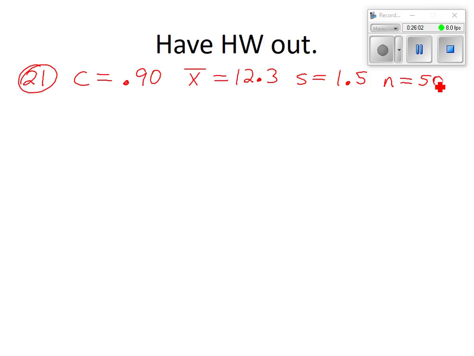So we want a confidence interval. What's going to be right in the middle on our graph? 12.3. The next thing we have to find is E, to tell us how far out this way to go, how far out that way to go. And then we'll find these two numbers out here. That's going to create our confidence interval. What was the formula again for E?